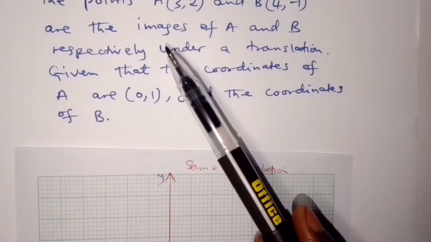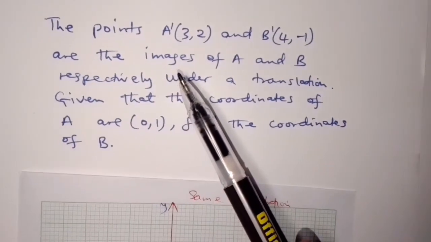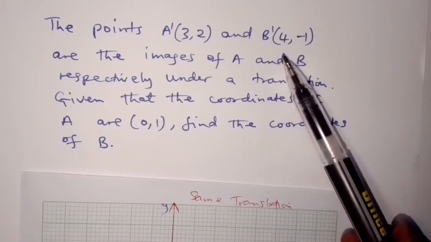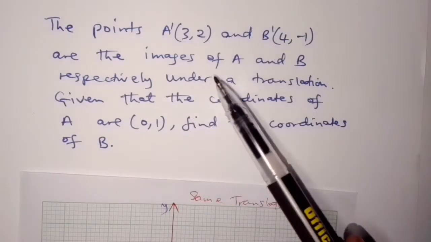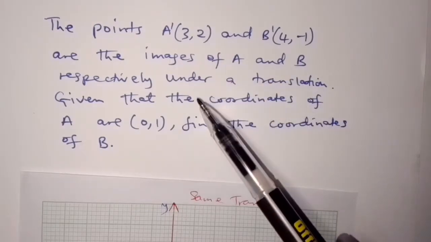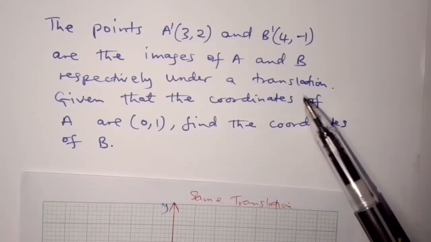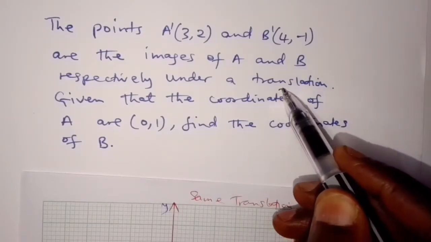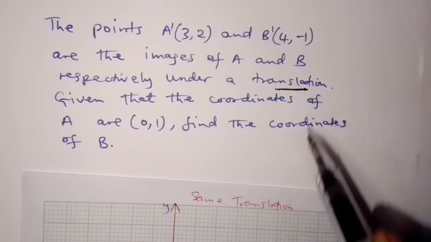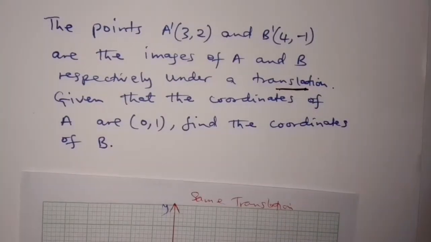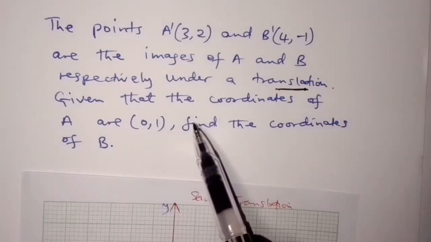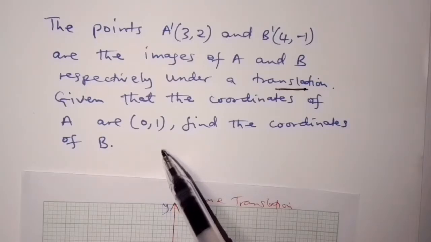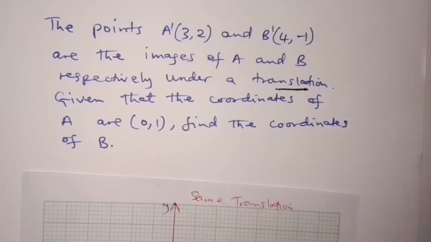The points A prime (3, 2) and B prime (4, negative 1) are the images of A and B respectively under a translation. So it means that we are going to deal with the same translation for the two points. Given that the coordinates of A are (0, 1), find the coordinates of B.